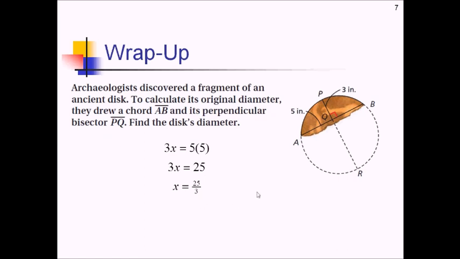That's not the whole diameter, though. Remember, we still have the original 3 inches in here, so we're just going to add 25/3 to 3 inches. Common denominator, this 3 is really 9 over 3, so that adds up to 34 over 3. Or you could also just make a mixed number, and that would be 11 1/3 inches total.